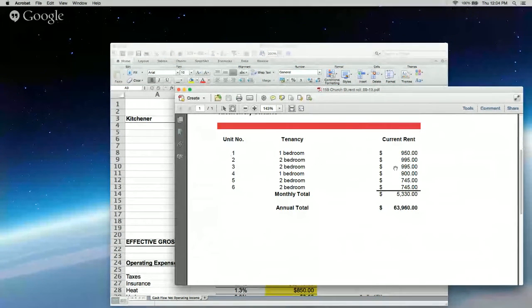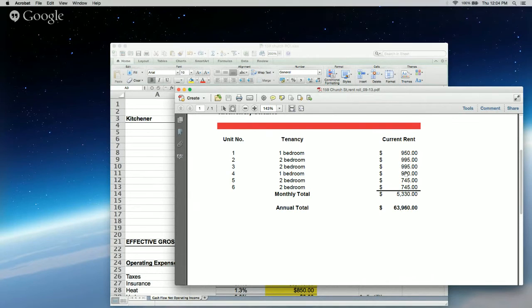So we have a 1-bedroom at $950, a 2-bedroom at $995, and so on. Now, the first question you might ask is why is one 1-bedroom $950 and another 2-bedroom down here $745? In this specific case, it was just because of the size of the units. This 1-bedroom up here was a very, very large 1-bedroom, and these 2-bedrooms are smaller ones.